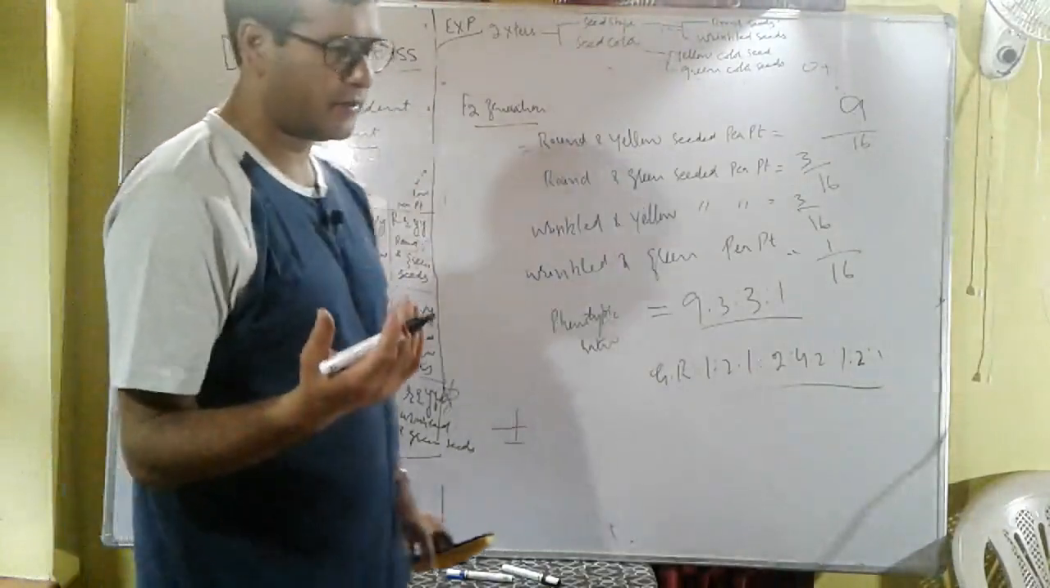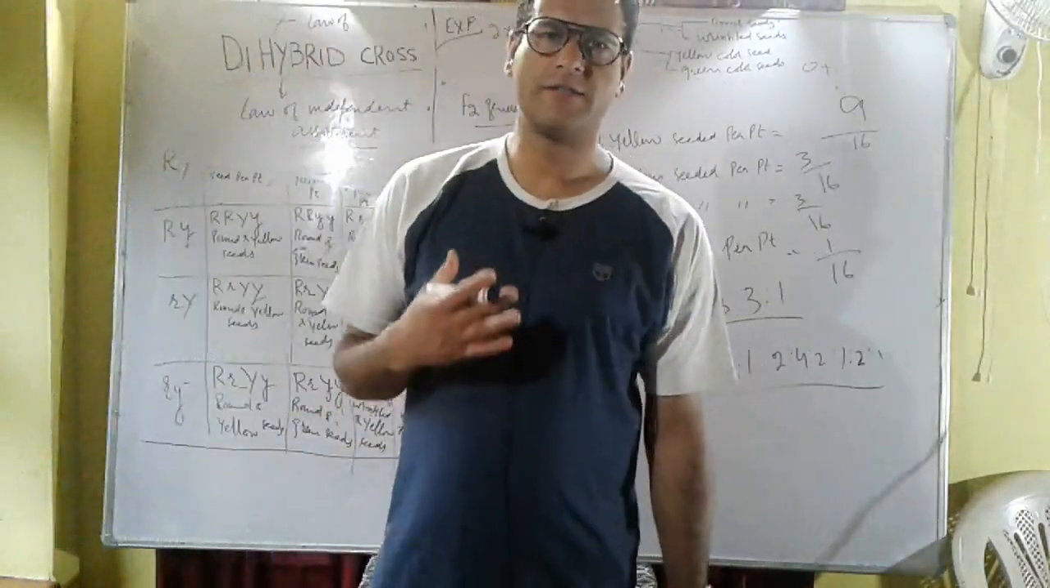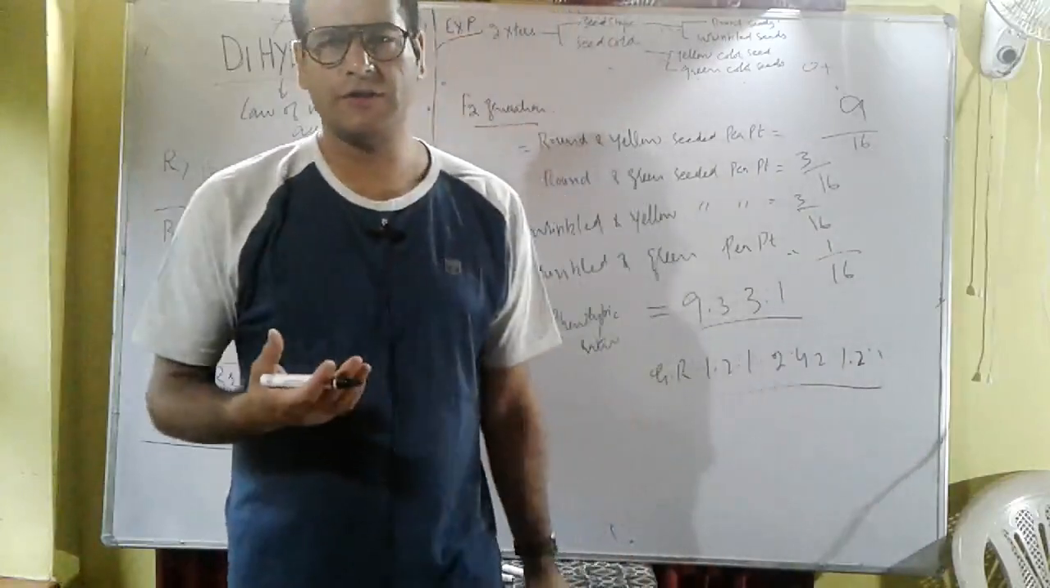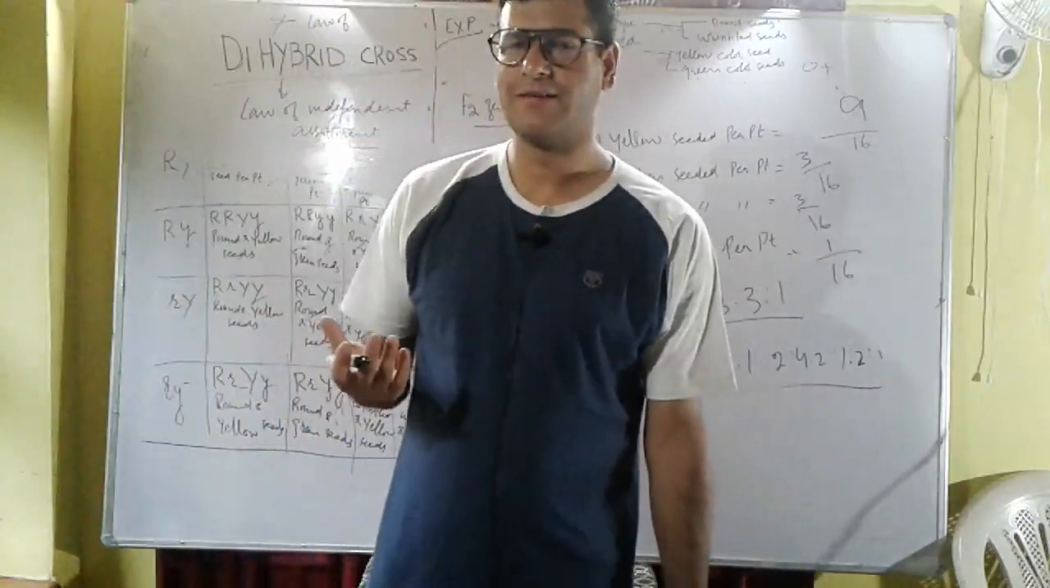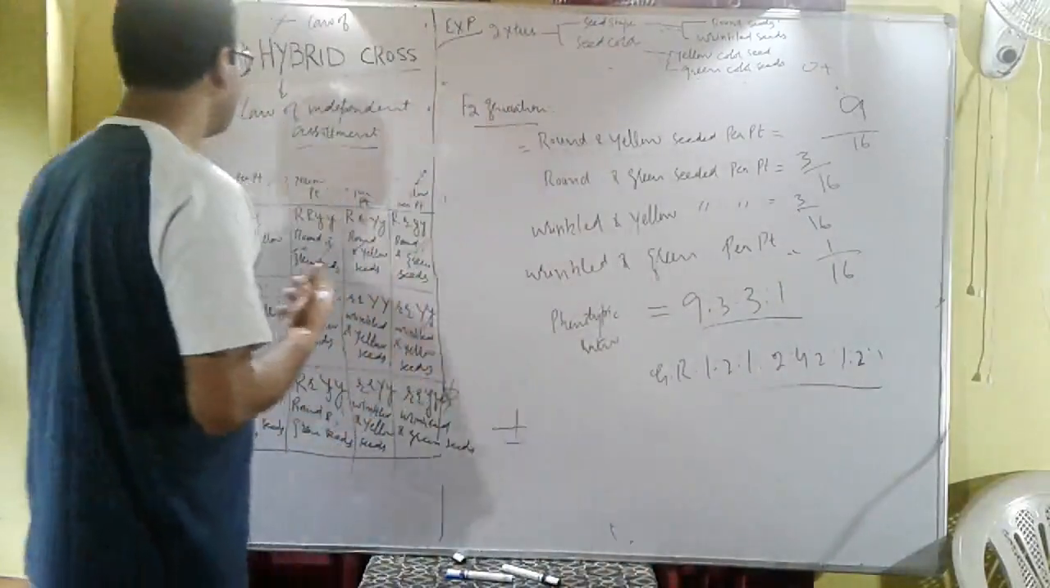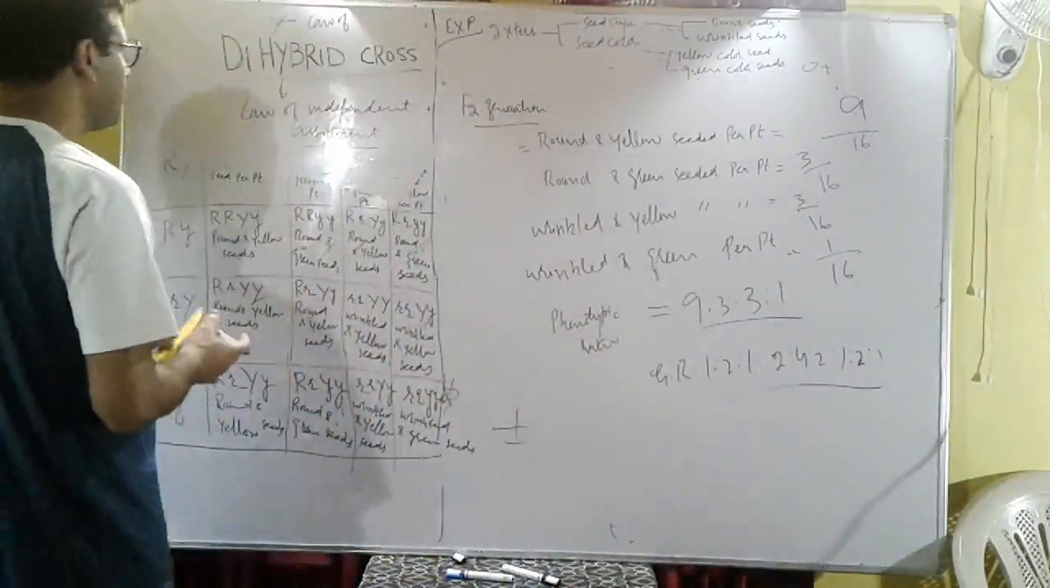It says that inheritance of one character is independent of the inheritance of another character, or inheritance of one gene is independent of another gene during their transmission from parents to offspring, from one generation to another generation. That is the law of independent assortment.